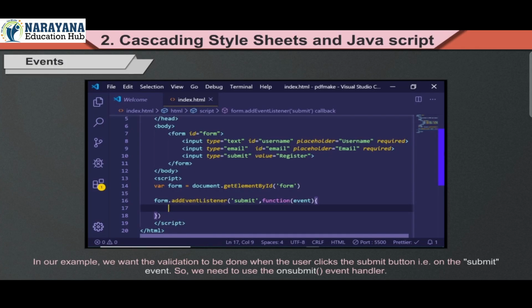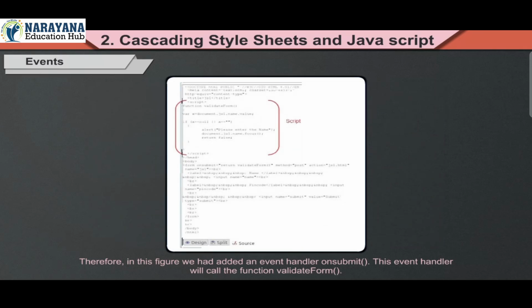In our example, we want the validation to be done when the user clicks the submit button, that is on the submit event. So we need to use the onSubmit event handler. Therefore, in this figure, we have added an event handler onSubmit. This event handler will call the function validateForm. The function will return a value, either true or false, depending on whether the name field has a value or null, that is, no value.